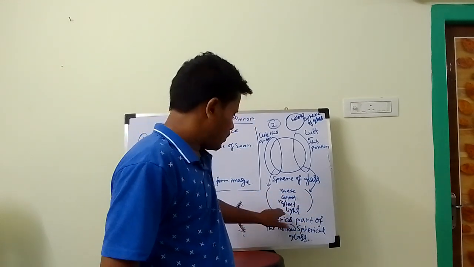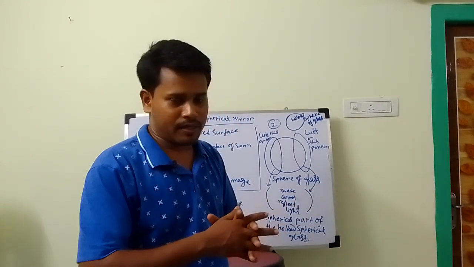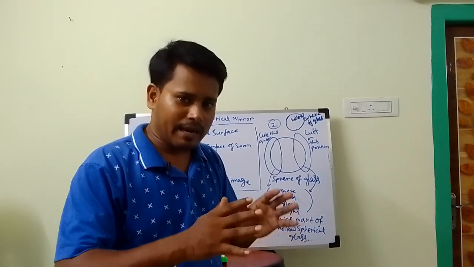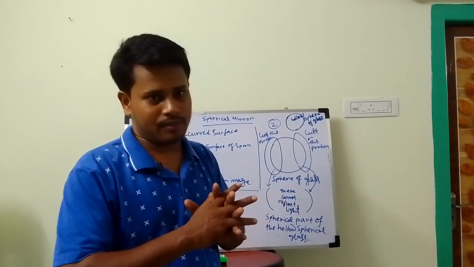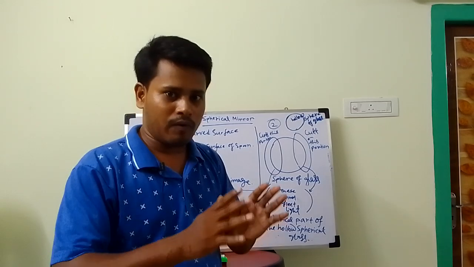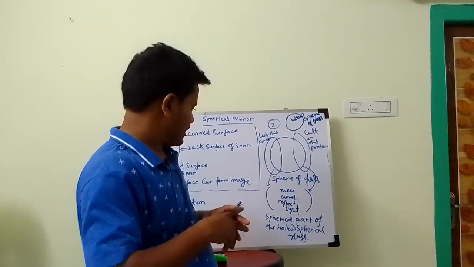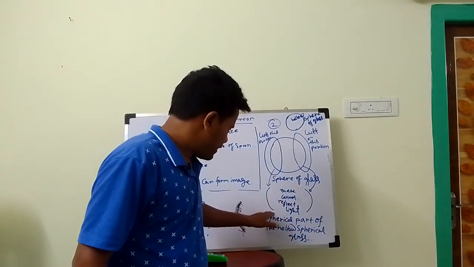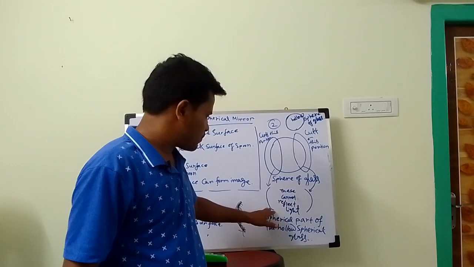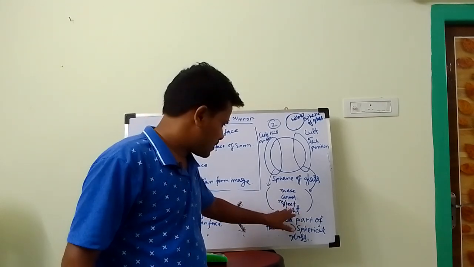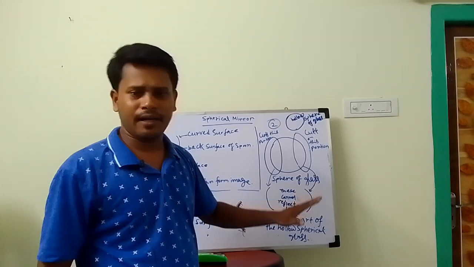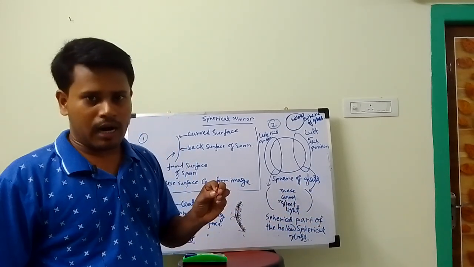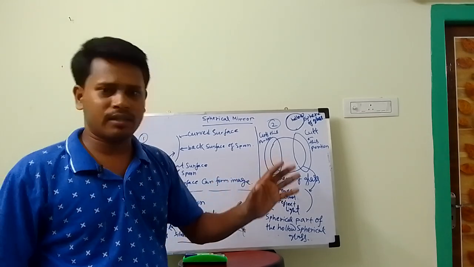These two parts can be called spherical parts, as they were got from the hollow sphere of glass. Okay, now if I ask you, are these two spherical parts made of glass able to reflect the light ray? Just think, are they able to reflect the light ray?